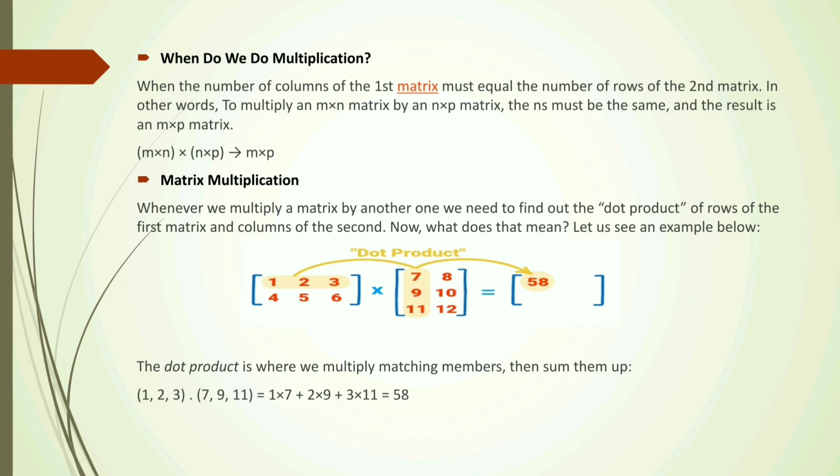Whenever we multiply a matrix by another one, we need to find out the dot product of rows of the first matrix and columns of the second. Now, what does that mean? Let us see an example below. Now, here, multiply first row of the first matrix with first column of the second matrix, that is 1 into 7 plus 2 into 9 plus 3 into 11, which is equal to 58. In a similar manner, we can find the remaining elements of the matrix.